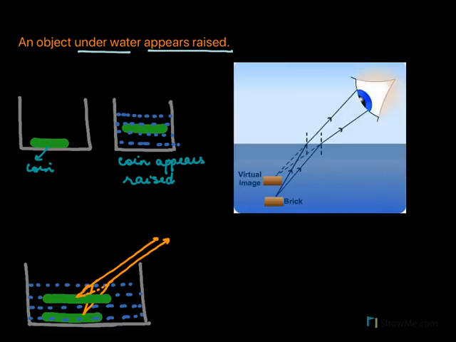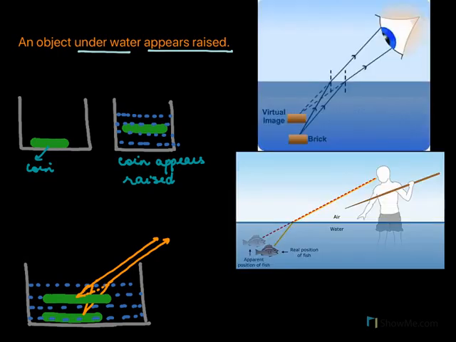Here's an example. There is a brick at the bottom of the pond or water body, and the ray of light that comes out here, at this point at the interface, it bends away. It does not follow the straight path. Here also it comes here. Now it is the interface. At this point it bends away. And if you now produce these rays backwards, the rays appear to come from this position here. This is the virtual image of the brick. So the brick appears to be raised.